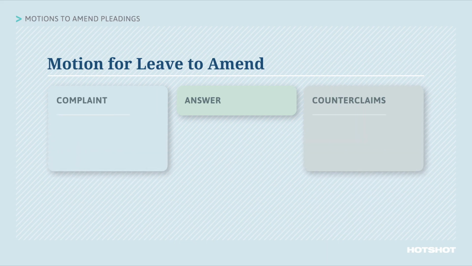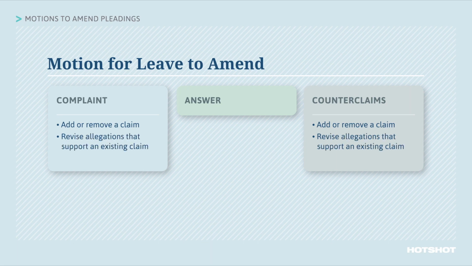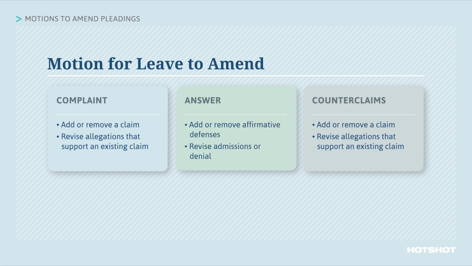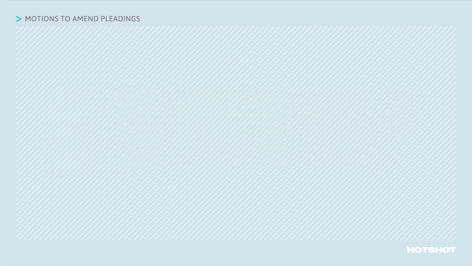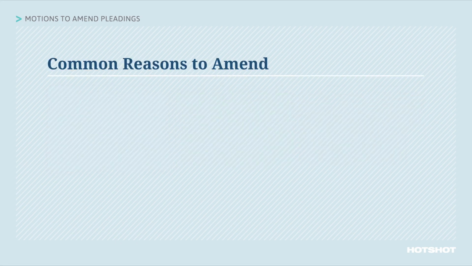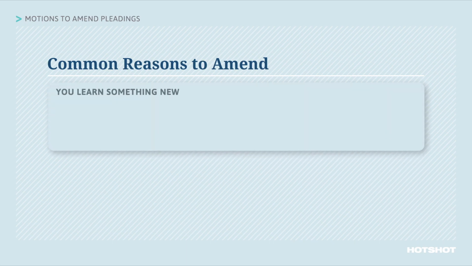For a complaint or counterclaims, you can add or remove a claim, or revise the allegations that support an existing claim. For an answer, you can add or remove affirmative defenses, or revise the admissions or denials. You could try to amend your pleading for any reason, but these are the most common situations leading to motions to amend. You learn something new from discovery.